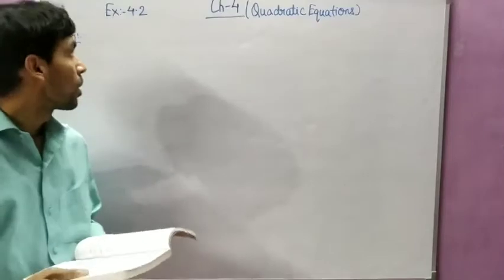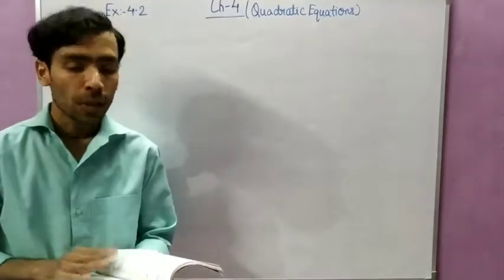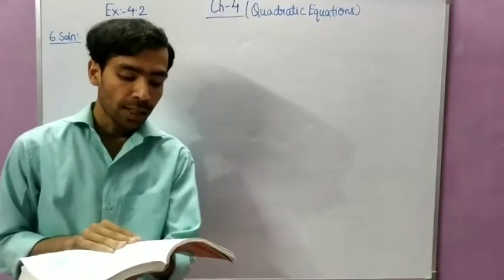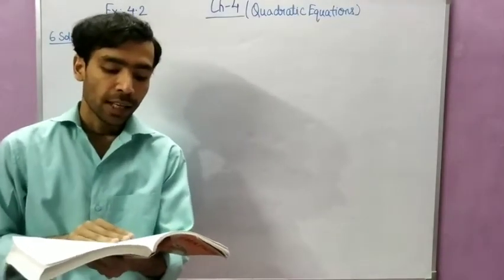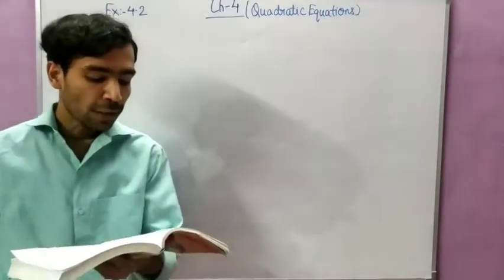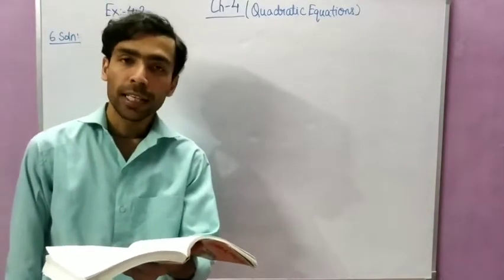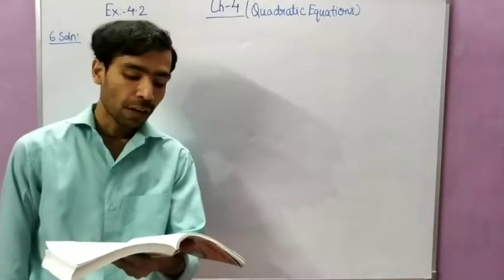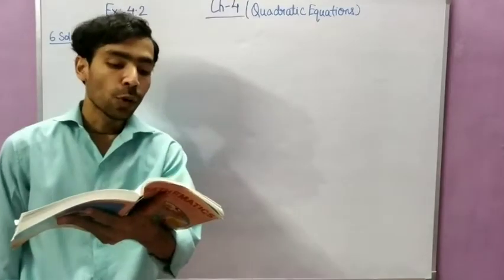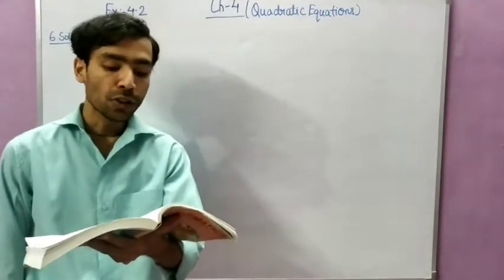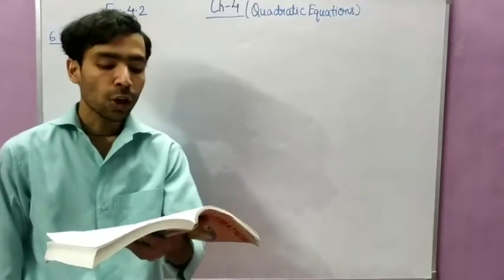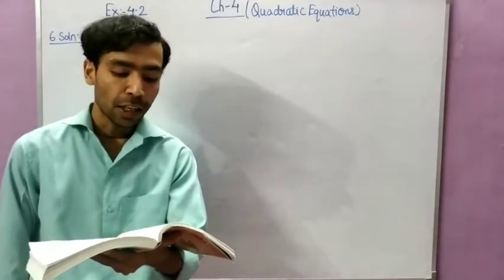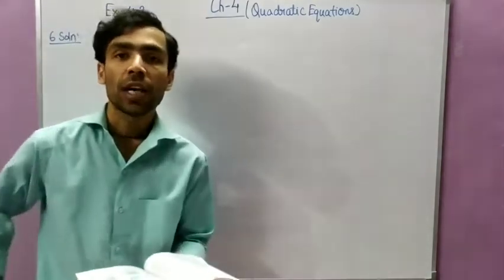So students, I hope you all have the NCERT book. So see, a cottage industry produces a certain number of pottery articles in a day. Okay, it was observed that on a particular day the cost of production of each article in rupees was 3 more than twice the number of articles produced on that day. If the total cost of production was rupees 90, find the number of articles produced and the cost of each article.